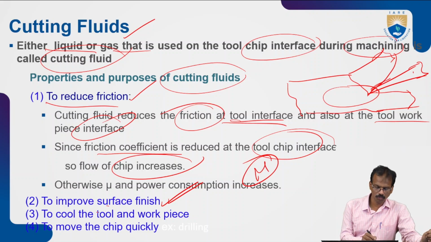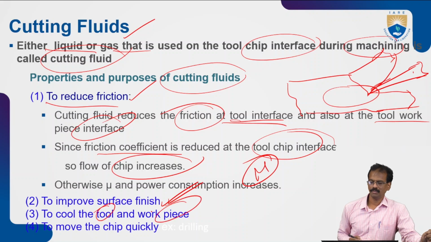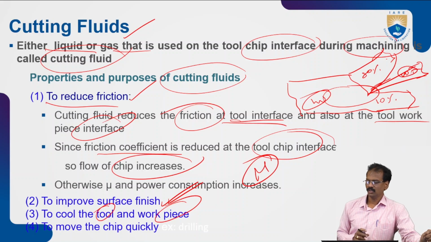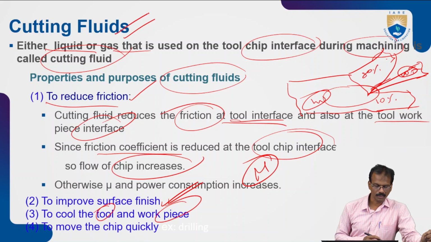Next, to cool the tool and the workpiece. Because in this case 80% of the heat is taken by the chip, 10% is taken by the tool bit, and 10% is taken by the workpiece. In this way heat will be dissipated. So the heat of the tool and the workpiece will be reduced with the help of the cutting fluids. So next, fourth point, to move the chip quickly.